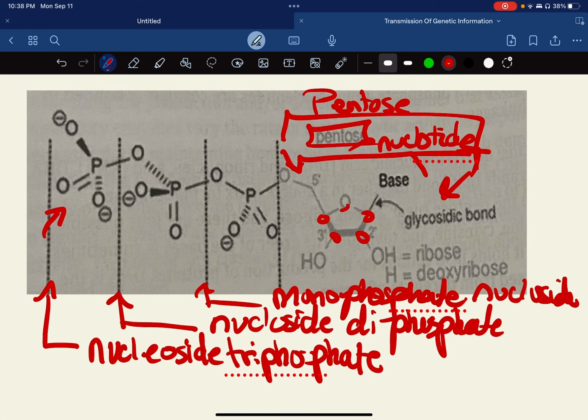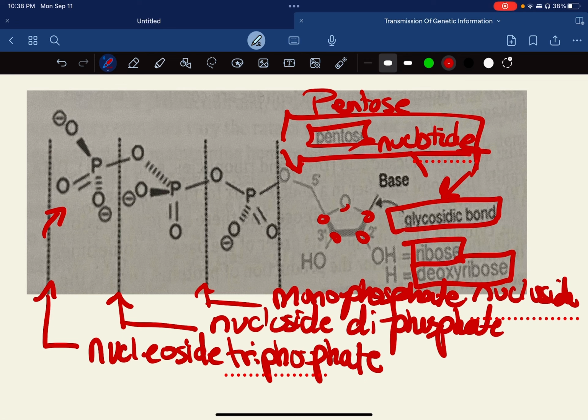Here we can see the glycosidic bond. Here we can see the OH, ribose, and deoxyribose, and the hydrogen and OH. And then we also see the 3 to 2 bond.